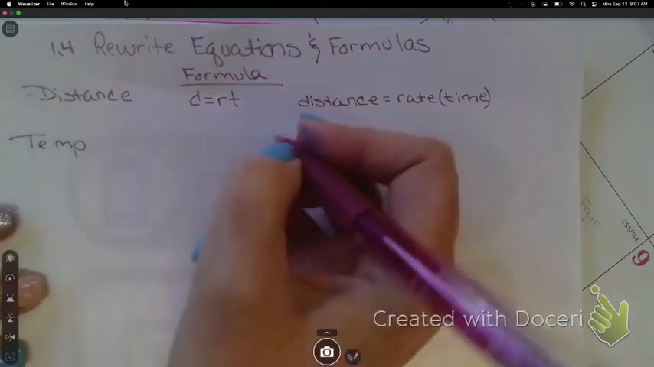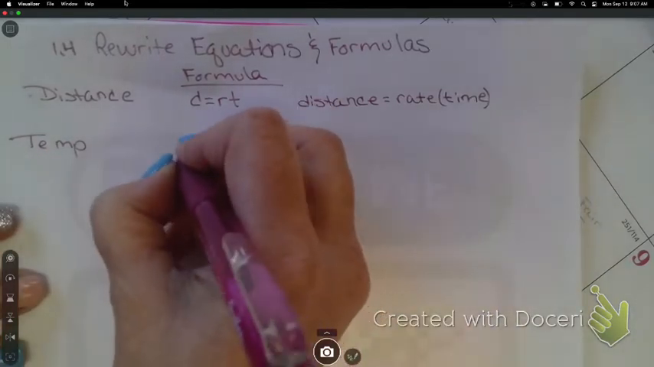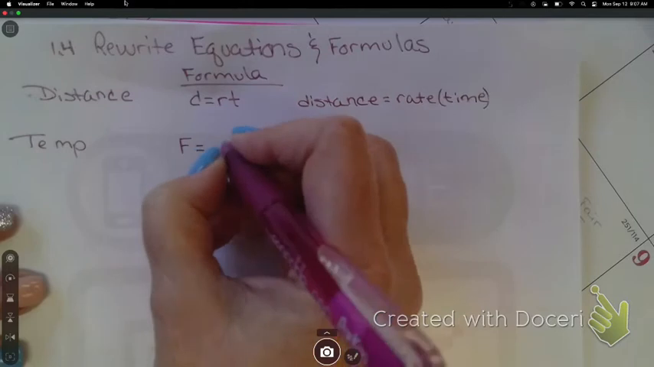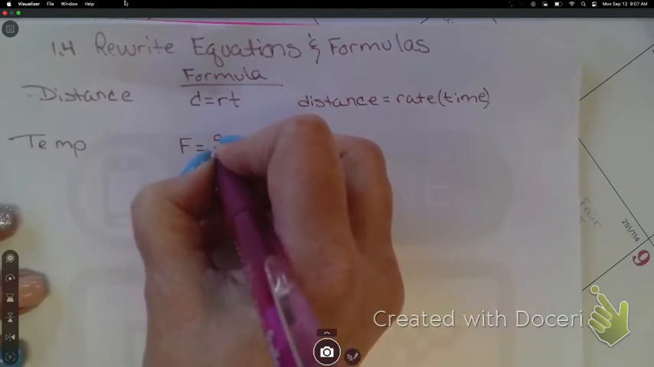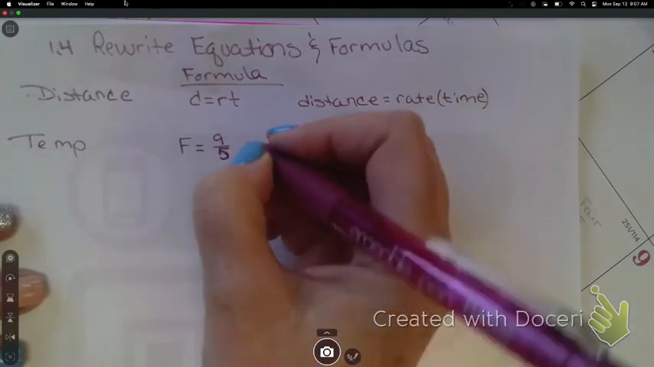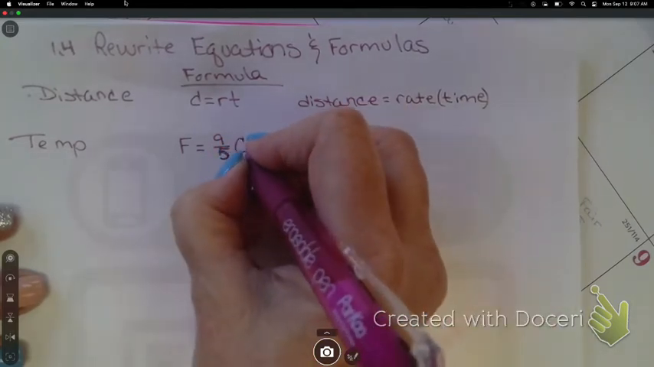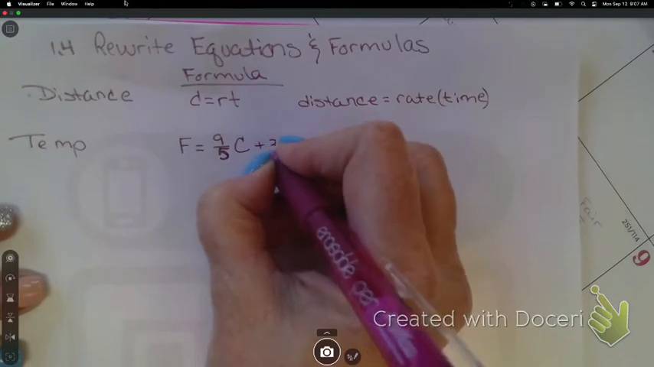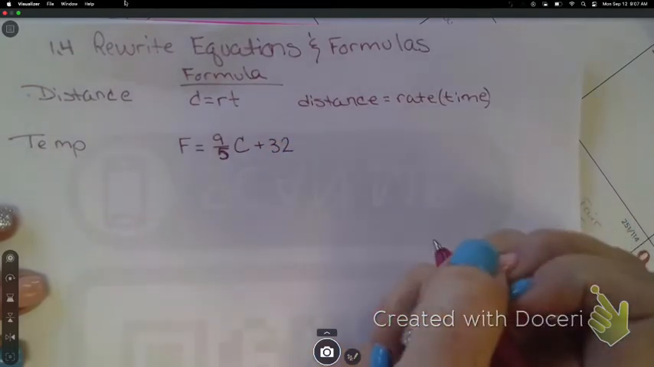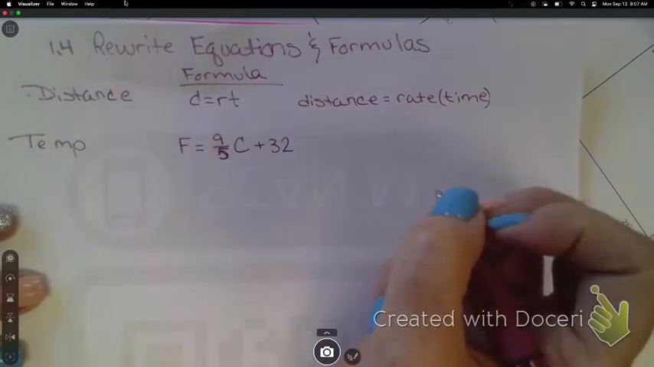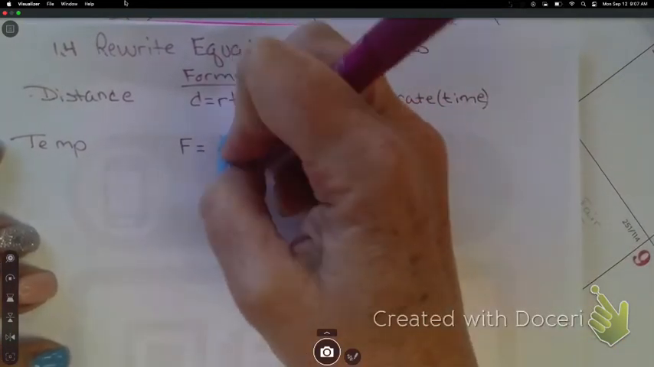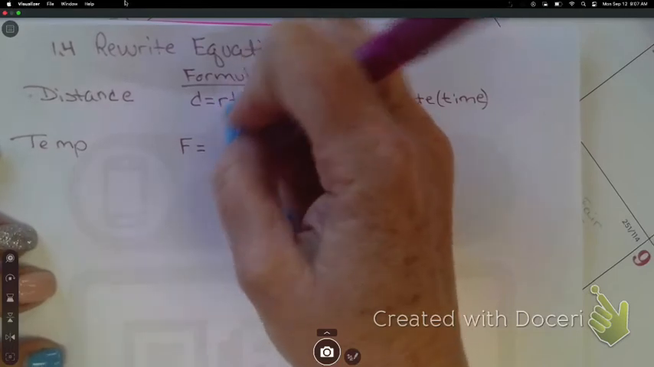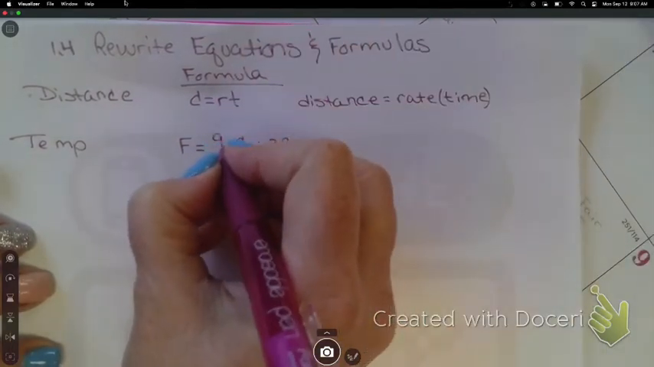Temperature, degrees Fahrenheit equals 9/5 degrees Celsius plus 32. Why is it 9/5? Because it's 9/5 of it. That's just what it is. That's the conversion factor.